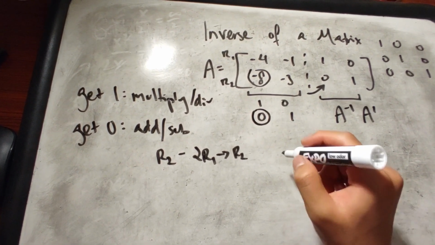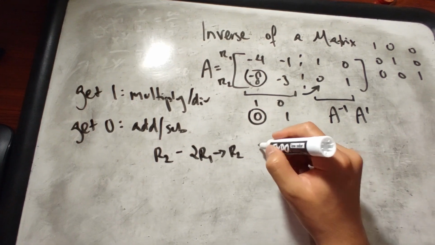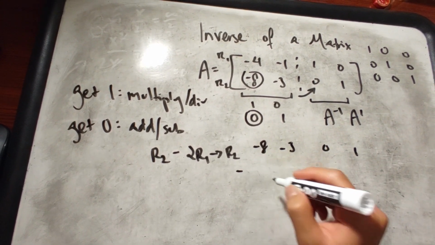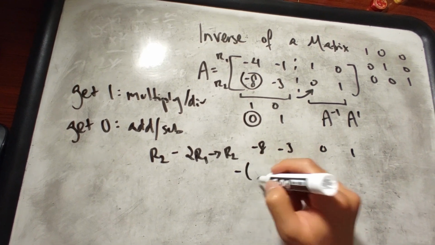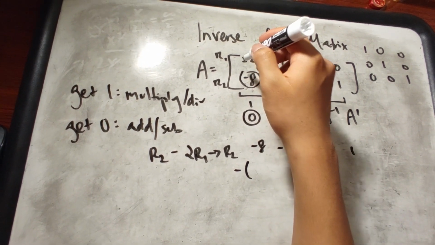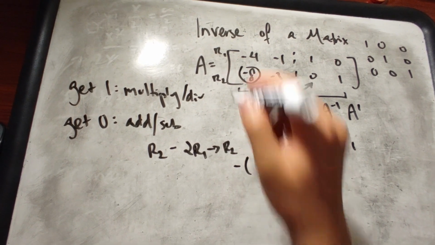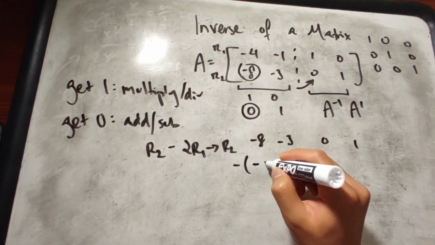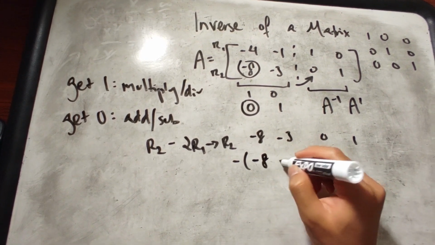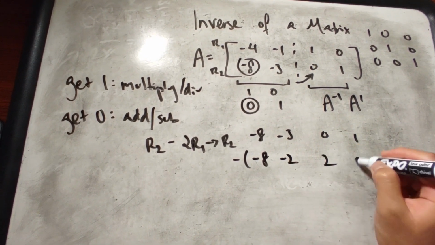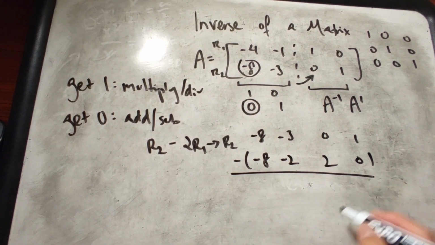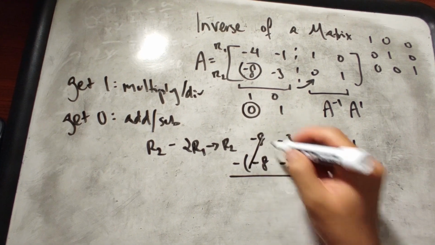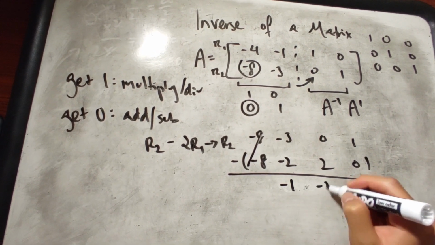And when we do row 2 minus 2 times the value of row 1, and when you manipulate, you use both of the rows. So 2 times -4 would be -8, 2 times -1 would be -2, this would be 2 and 0. And when we solve for this, it will give us the new value of row 2. These two will cancel out, this would be -1, -2, and 1.